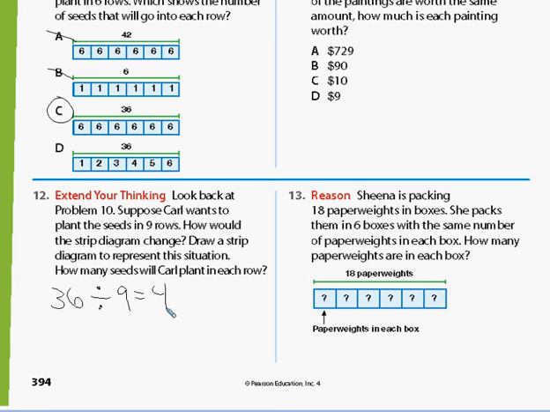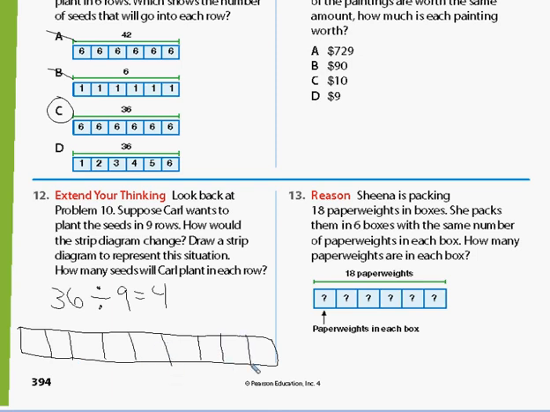So we'll go ahead and make a strip diagram to represent that. It's always good to make them longer if possible. That gives you a little bit more room to divide them out equally. For 9, I'm going to separate into thirds first, then separate each third into thirds. That should give me 9, and there'd be 4 in each one. 3, 4, 5, 6, 7, 8, 9. So that worked out. 36 divided by 9 equals 4. And that's all we're going to talk about strip diagrams for now.